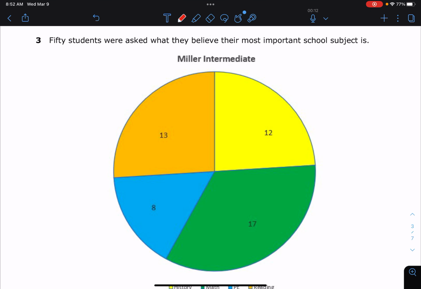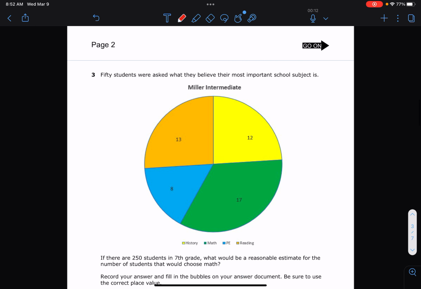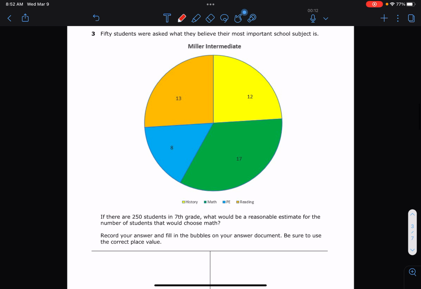All right, so this is question number 3 from your test, and this one reflects the 7.6c TEK. I can solve problems using probability to make predictions, right? So this says 50 students were asked what they believe their most important school subject is. The graph shows the response for 50 students. That means the total for this graph is going to be 50.